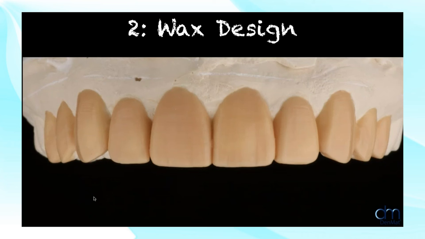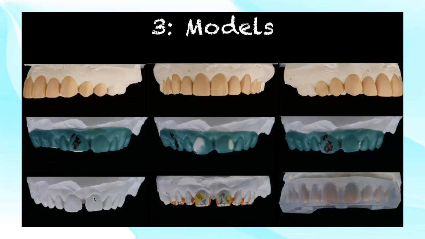They're going to send you the templates, and they're going to send you a guide for you to actually do something called a trial smile. So this guide is going to be a clear matrix, and you're going to be able to show your wax up on the patient, and show them what their veneers are going to look like, what the shape is going to be like. The only thing that's going to be different is going to be the material.